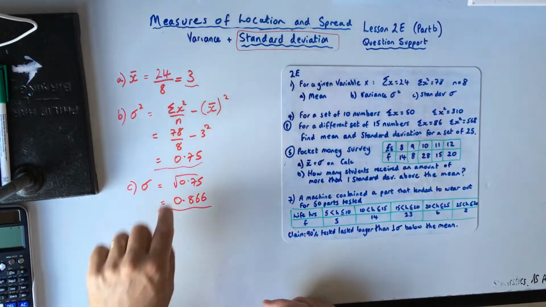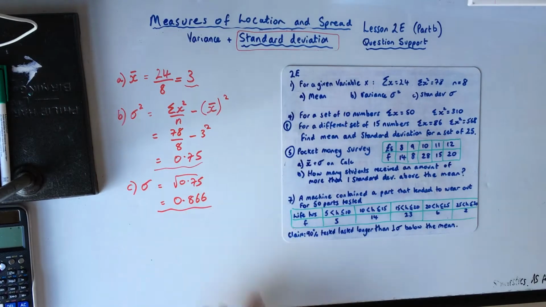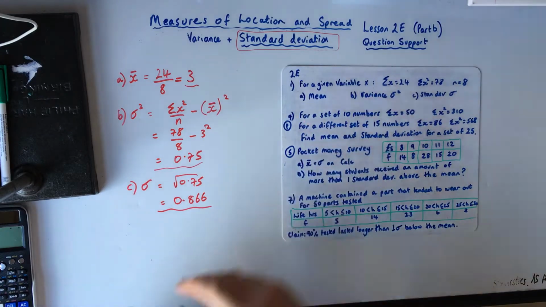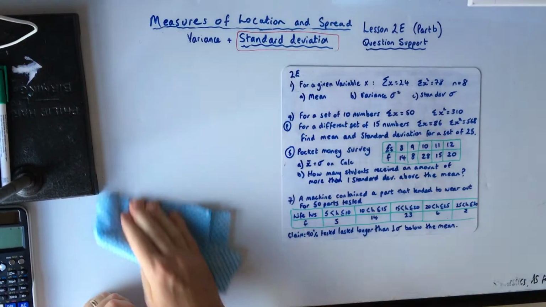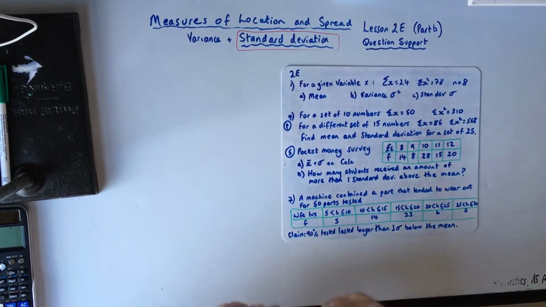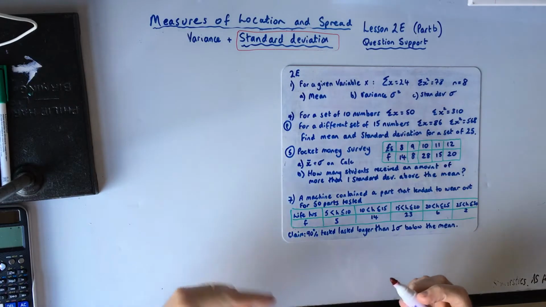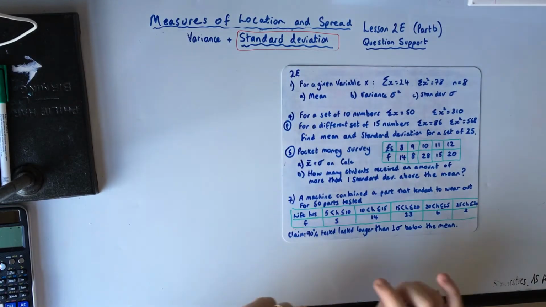We don't really use the variance much. The standard deviation is 0.866. That's the important measure. Okay, so that's question 1 done. Make sure you have a go at these before you watch. So have a go at question 4, for instance, before you watch me do it.